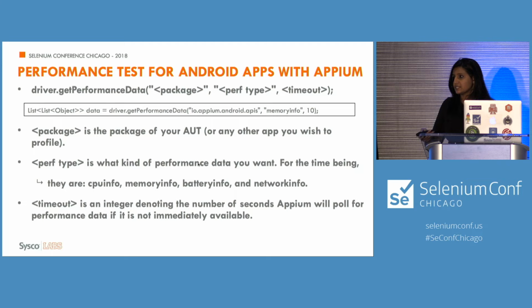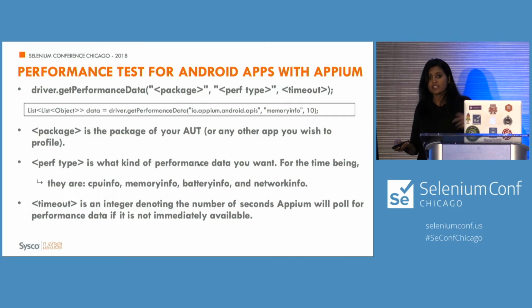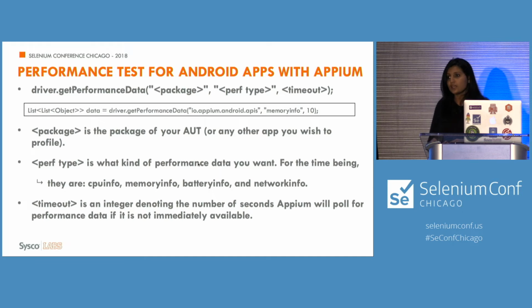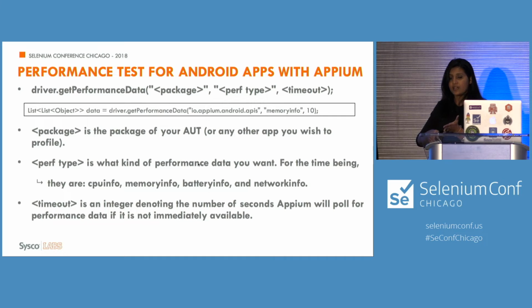There's a basic command where you use getPerformanceData, you specify a particular package, and then a perf type as mentioned, like CPU info and so on, and then a particular timeout. So a particular poll time, like about 5 seconds or 10 seconds, depending on the performance requirement for your particular application.